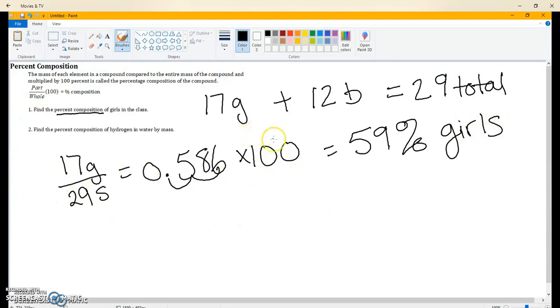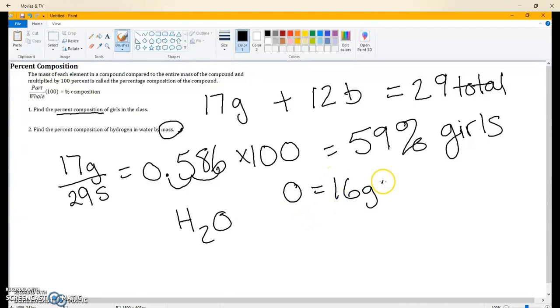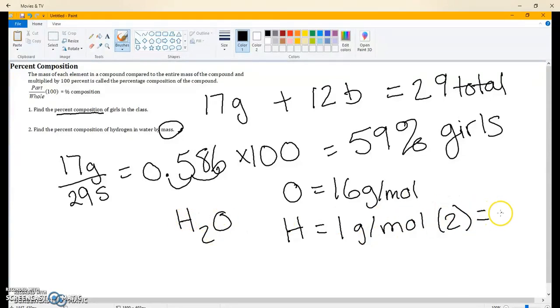Okay? So if I wanted to find out the percent composition of hydrogen in water by mass, I know water is H2O. I look at the periodic table. Oxygen has a mass of 16 grams per mole. Hydrogen has a mass of 1 gram per mole. In water, there are 2 hydrogens, so I'm going to multiply this by 2 to get 2. 16 plus 2 is 18 grams total.